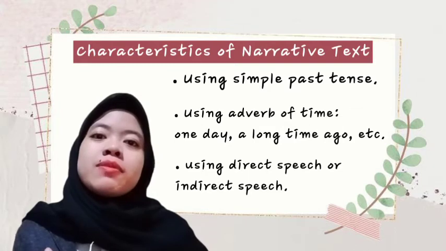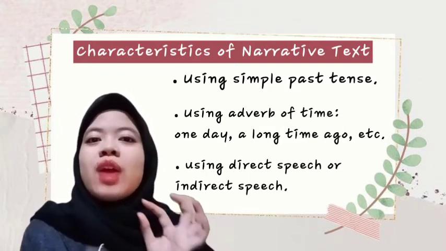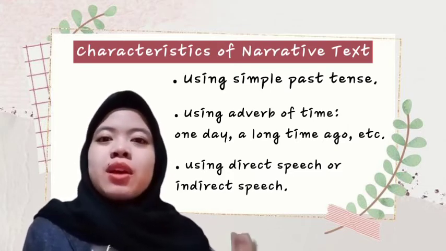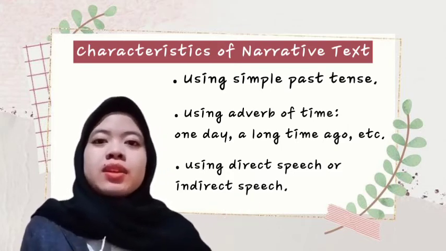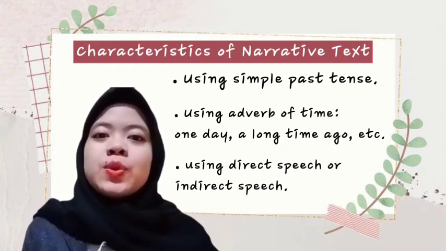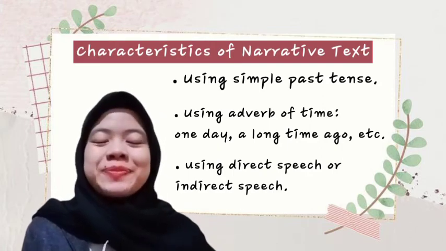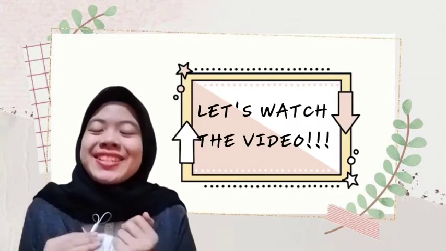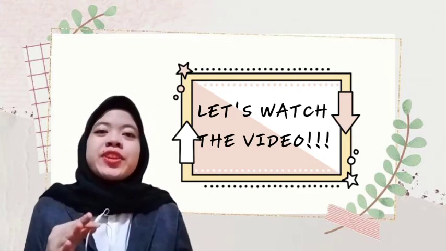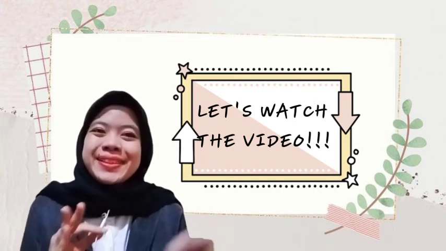For example of direct speech, an old woman said, "I want to have a child." Meanwhile, for example of indirect speech, an old woman said that she wanted to have a child. It's different, right? But let's watch the video of a narrative text. That is a fairy tale or short story with the title Thumbelina.